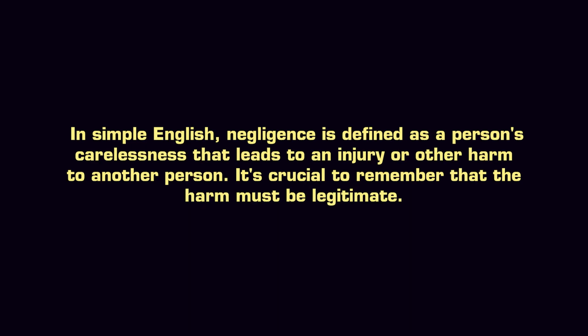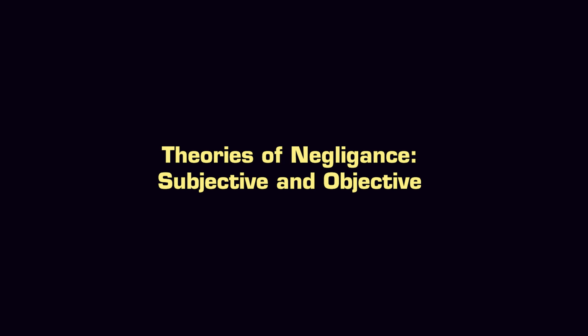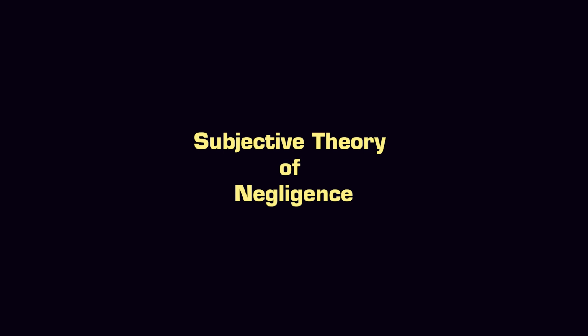In simple English, negligence is defined as a person's carelessness that leads to an injury or other harm to another person. It's crucial to remember that the harm must be legitimate. Let's now talk about the various theories of negligence. Whether negligence is a state of mind or a pattern of behavior is up for debate. The two theories of negligence are the subjective and objective theories. Let's discuss the first one, that is the subjective theory of negligence.